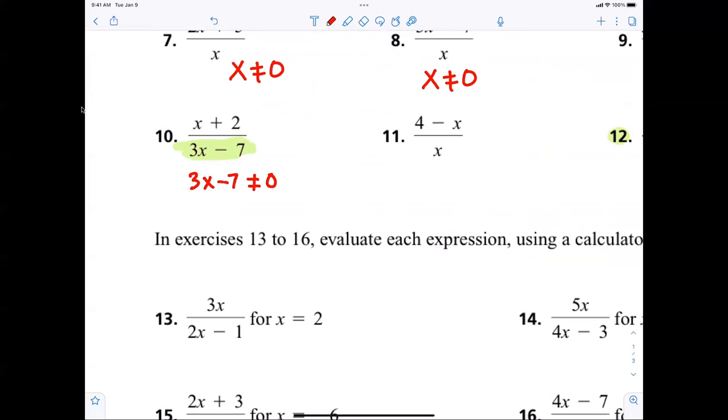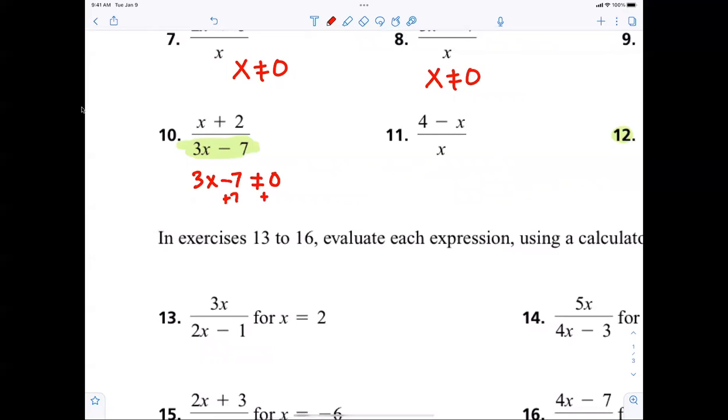From there, it's just going back to pre-algebra like first semester. How do you solve that? We just move the 7 over. So I add 7 to both sides. Now I have 3x cannot equal 7. Now what do I do? Divide by 3. X cannot equal 7 divided by 3.